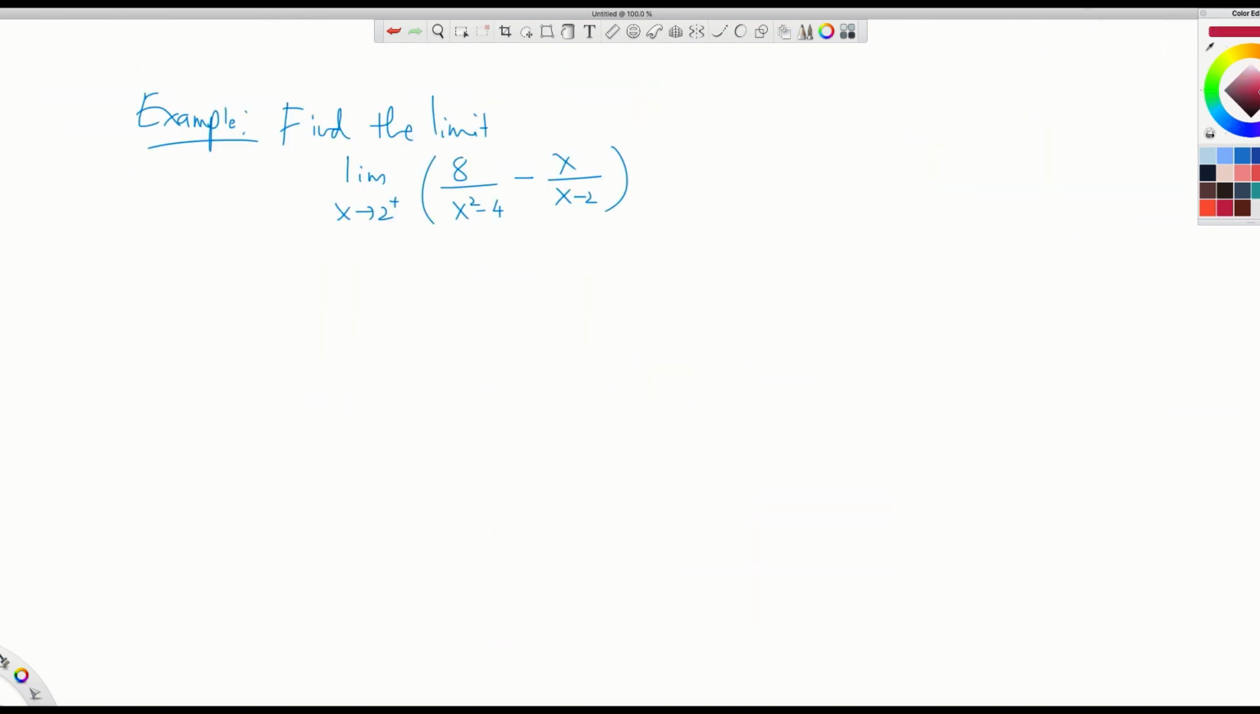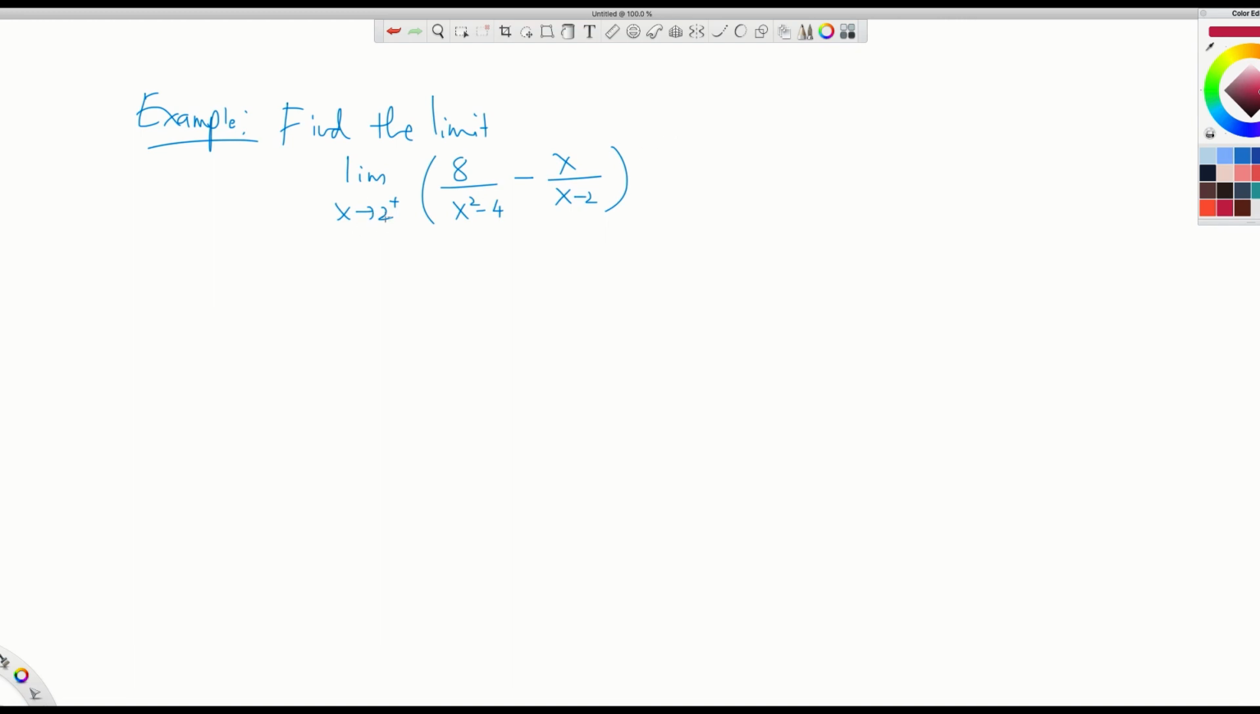Let us look at the last example of this section. So you have: find the limit as x tends to 2 plus of 8 over x squared minus 4 minus x over x minus 2. Again, the first thing we do is plug in the limit directly and see what type of indeterminate form this function takes. Or is it an indeterminate form or not? If it is, then we can use L'Hopital's rule. If it is not, then we cannot.